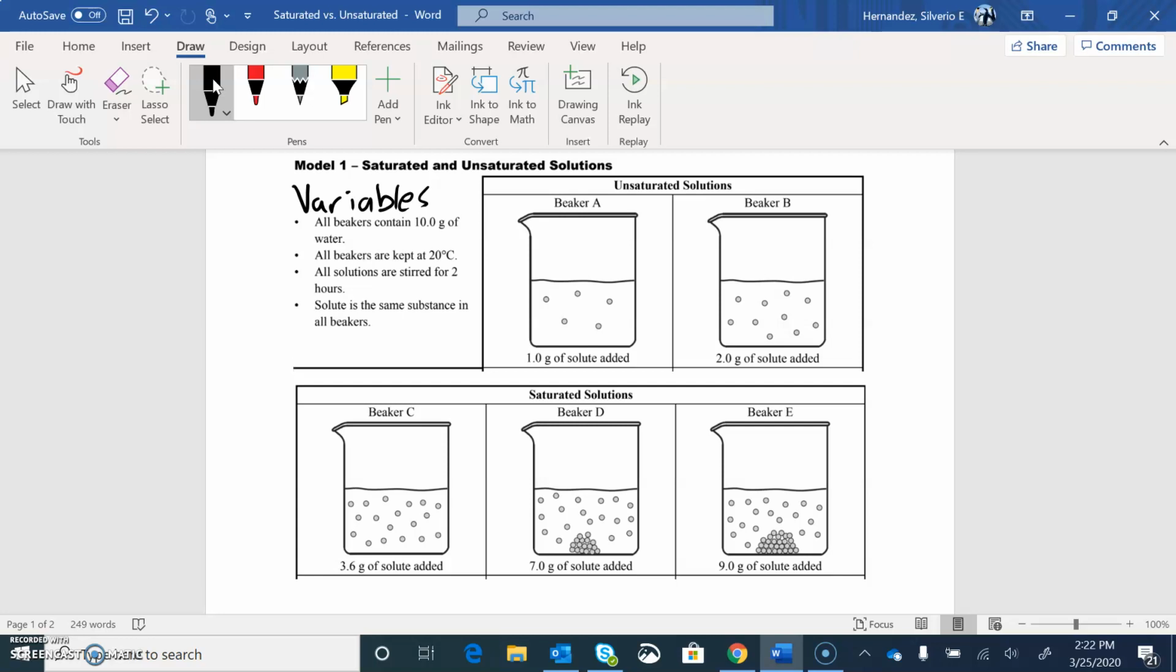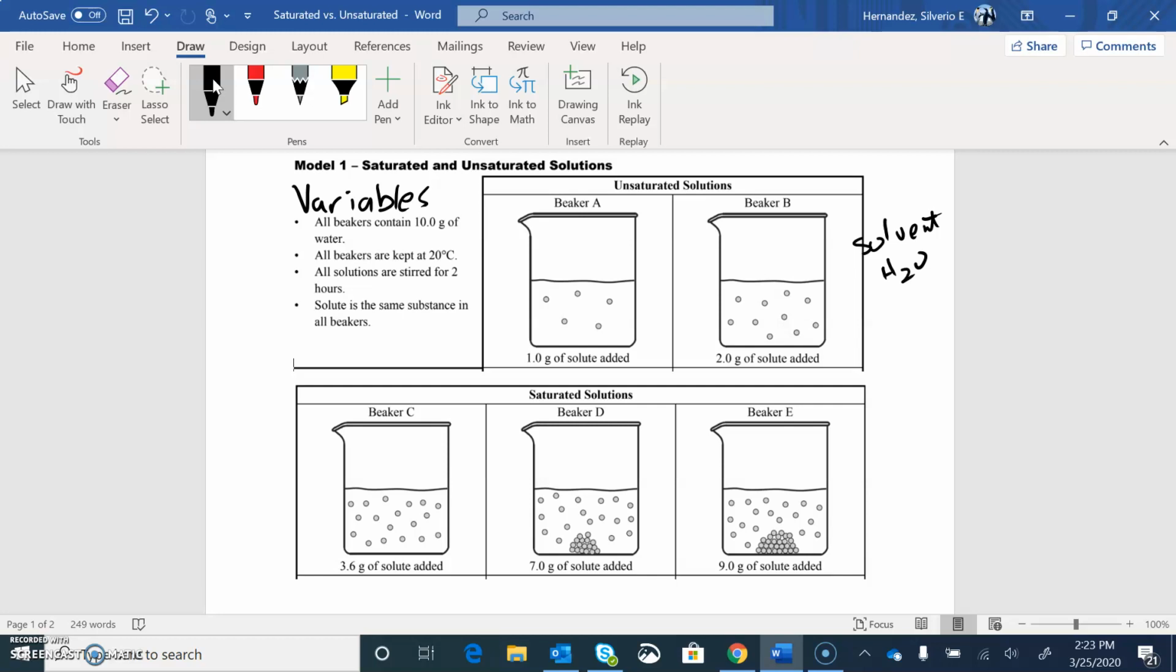The first one says that all beakers contain 10 grams of water. Remember that the water is my solvent. So the water, the H2O, is the solvent that is going to dissolve the solute. Number two says all beakers are kept at 20 degrees Celsius. So all of these beakers are kept at 20 degrees Celsius. The temperature is the same. The amount of water in each beaker is the same.